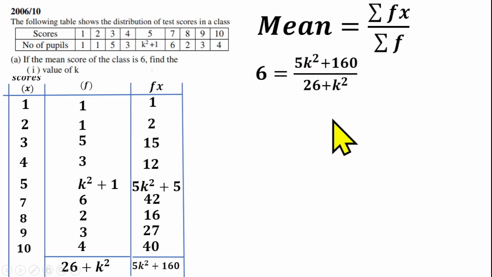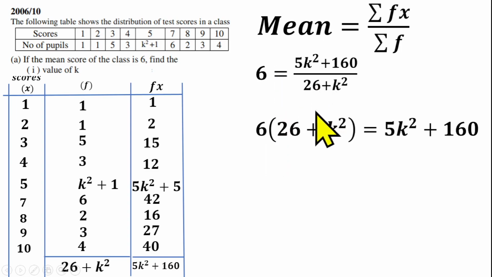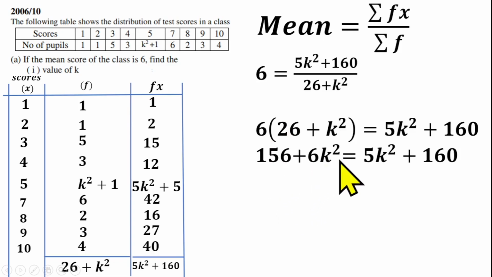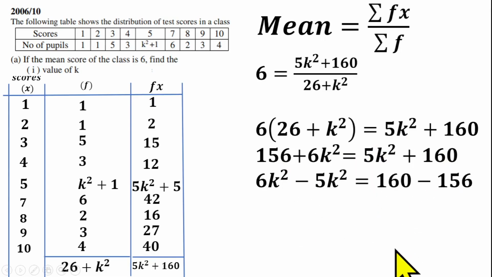If you cross multiply from there, you'll have 6 multiplying 26 plus k squared equals 5k squared plus 160. You can expand the bracket here. 6 will multiply 26 and k squared. That gives us 156 plus 6k squared equals 5k squared plus 160. Collect like terms. 6k squared minus 5k squared equals 160 minus 156. So this minus this will give us k squared equals 4.